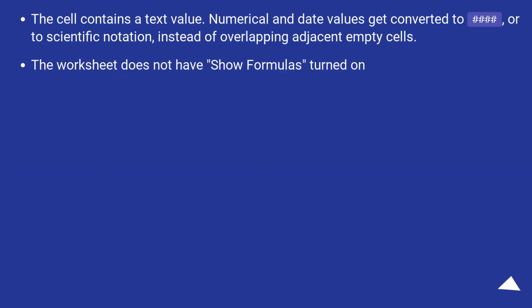The cell contains a text value. Numerical and date values get converted to hash, or to scientific notation, instead of overlapping adjacent empty cells. The worksheet does not have show formulas turned on.